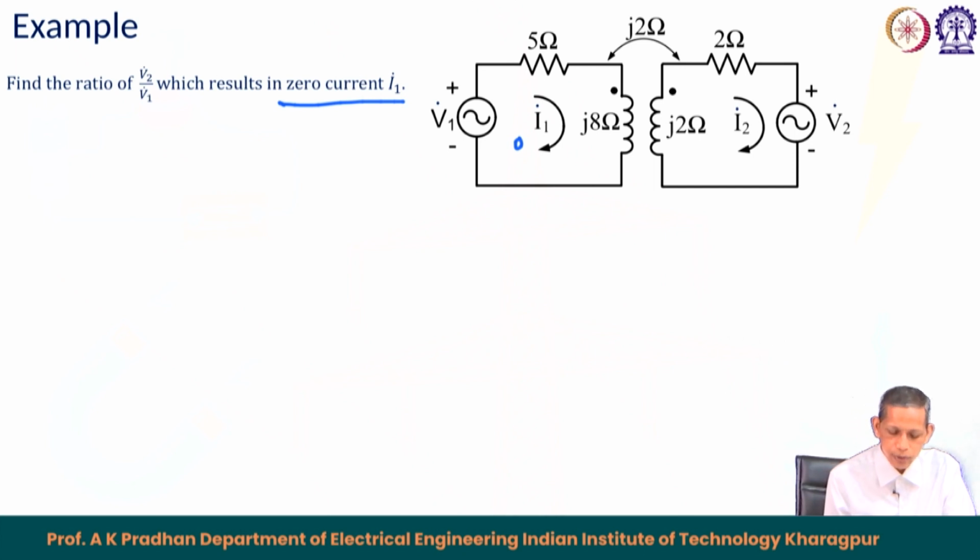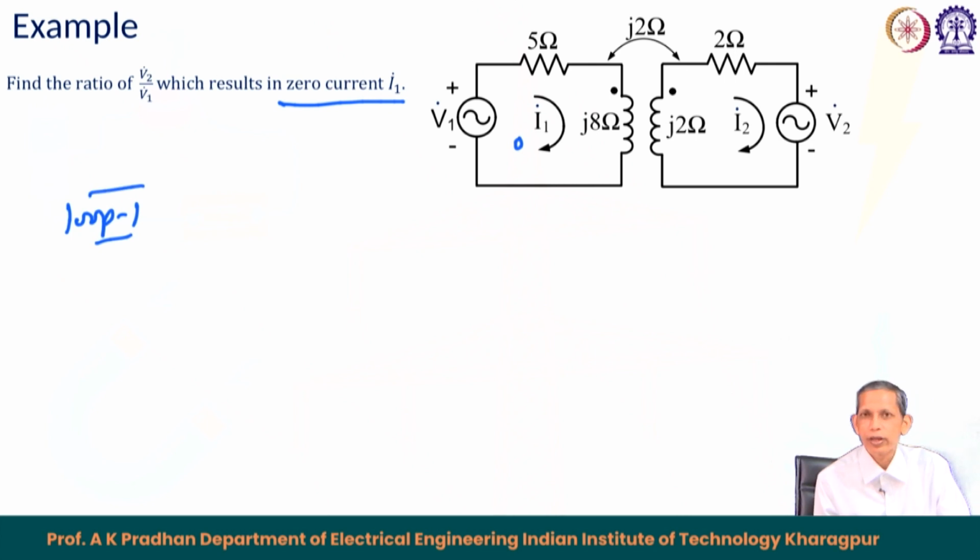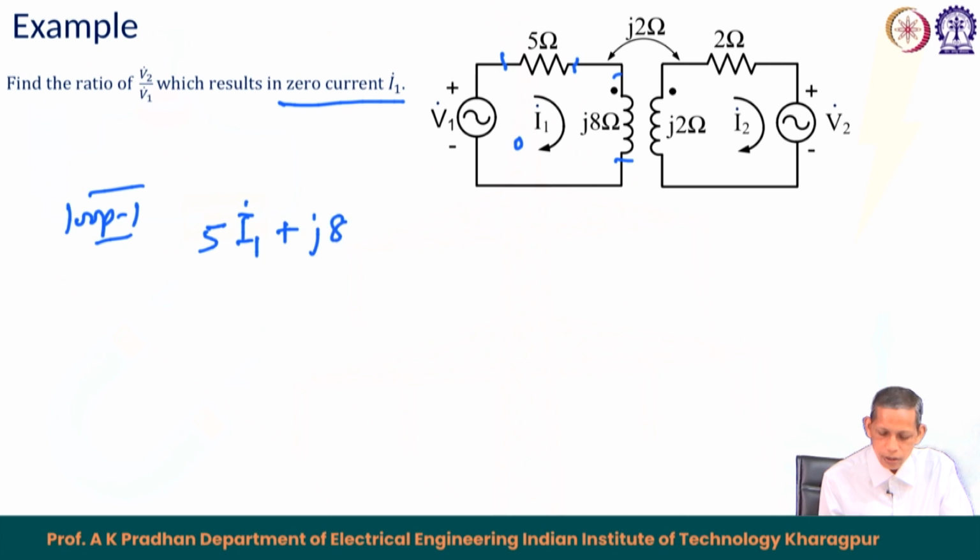So, we will write the corresponding two loop equations, loop 1 and loop 2, and then from there we will put the I1 value to be 0 and find the corresponding V1 and V2 relation. So, for the loop 1 equation, as we have discussed earlier, the first element is 5 ohm, so the current flowing gives 5 into I1. The second element is j8, the self part, so we have j8 with the current I1.